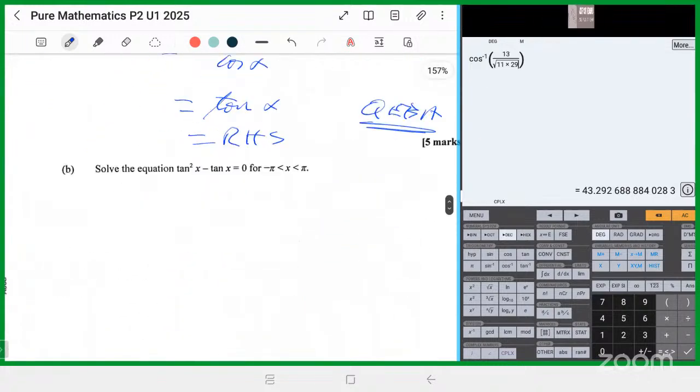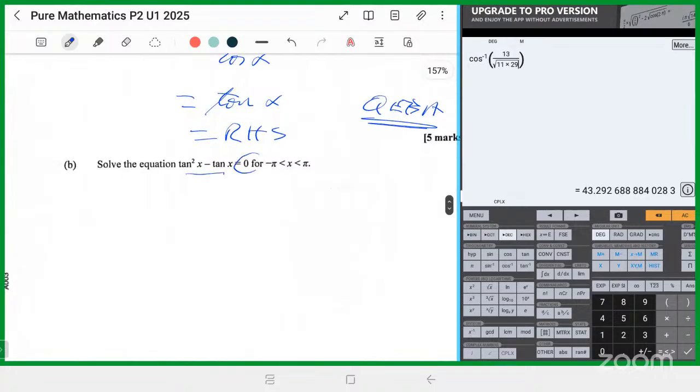This one says to solve this equation that is equal to 0. We're going to factorize the tan.